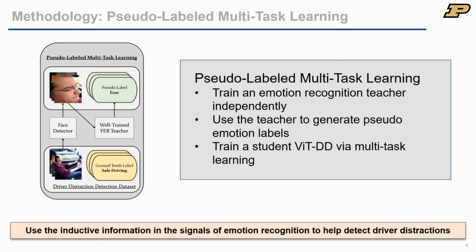In the real world, it's hard to get a large multitask driver dataset with all the required labels. So we train VITDD using the pseudo-labeled multitask learning algorithm, which uses the knowledge contained in an independent emotion recognition teacher model to train VITDD.